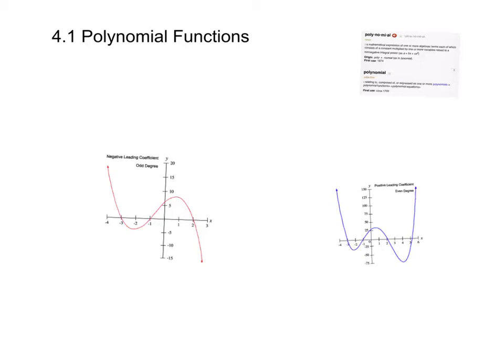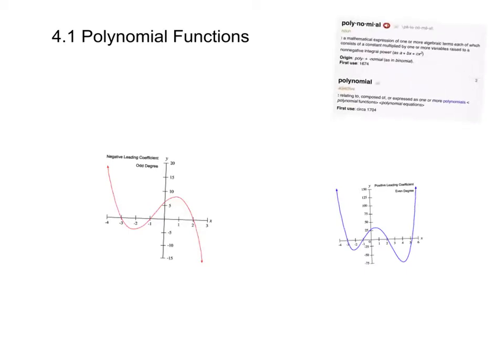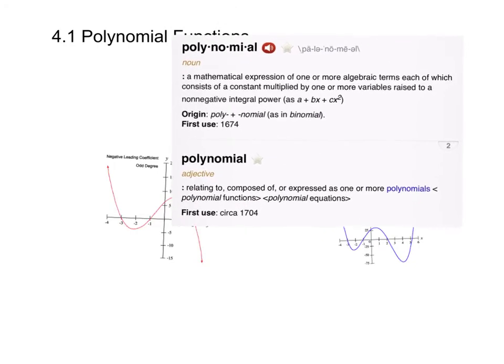Welcome to Unit 4. Let's start talking about polynomial and rational functions. So what is the difference between a polynomial and a rational function? Well, polynomial, if you look here, basically everything here, this is the main part right here, non-negative integral powers. So all these powers are positive, which means you don't have any of this.